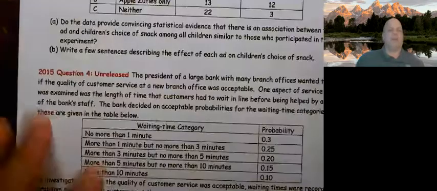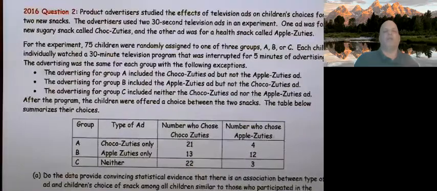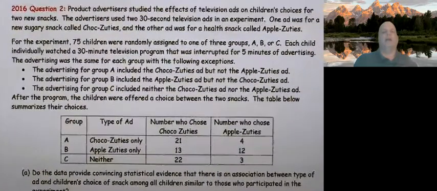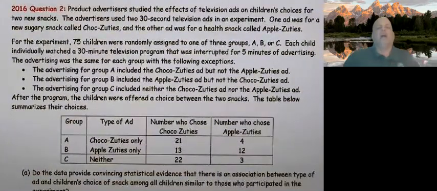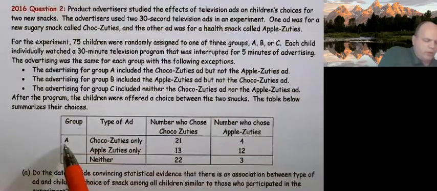So let's take a look at a problem. You all probably recognize this because it's very similar to the test question, if it wasn't the test question you had. The product advertisers studied the effects of television ads on children's choices, et cetera. I'm going to speed through this so you don't have to watch a long video. You can read it yourself. There was a line here. I don't know why it didn't print out.